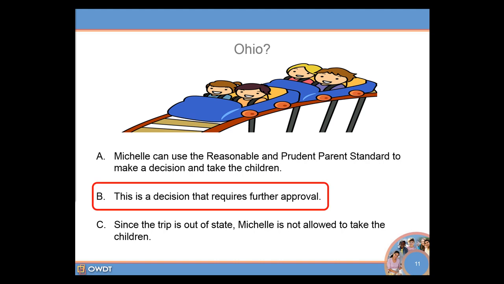The answer is B. Out-of-state travel requires prior approval. Michelle should talk with her caseworker to see if just obtaining parental approval is fine or if the court also requires authorization.